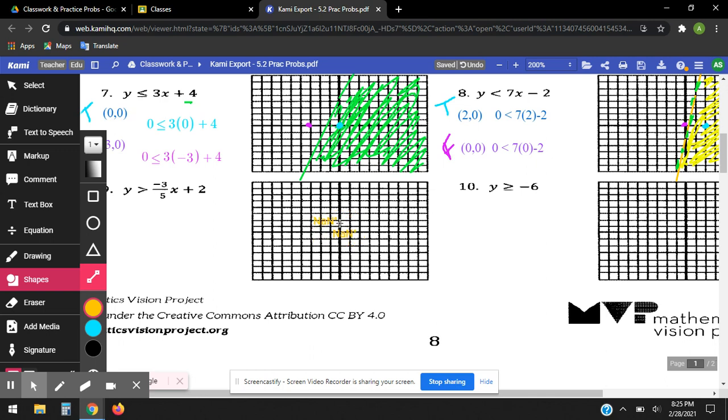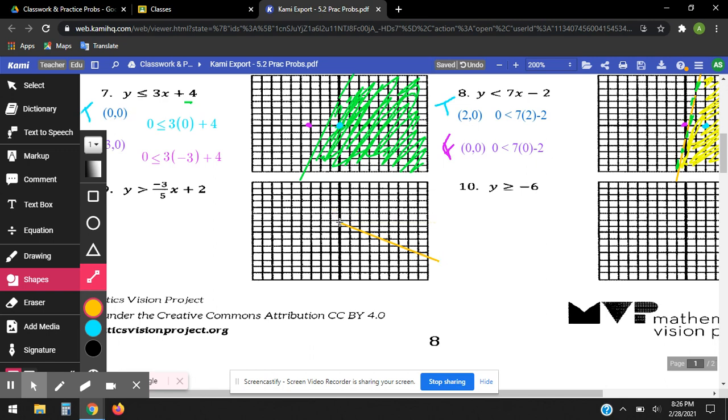I started a little bit high. Let me, no, a little low. There we go. 1, 2, 3. And now I need to go over 5. 1, 2, 3, 4, 5. Down 2, 3. Over 1, 2, 3, 4. And that'd be about right there.